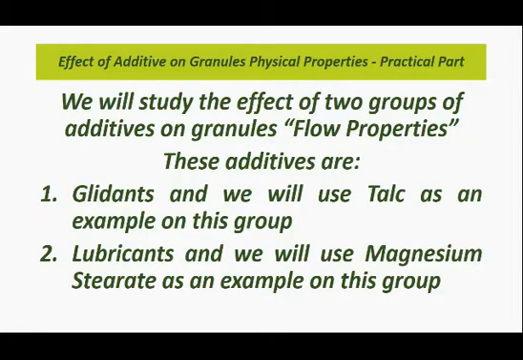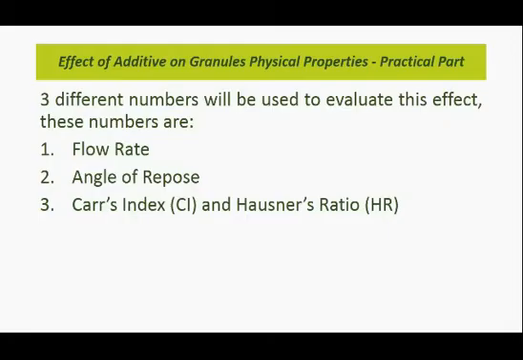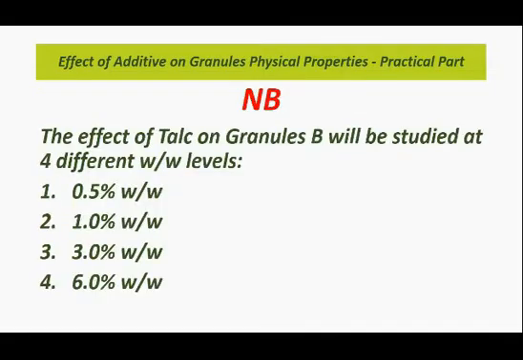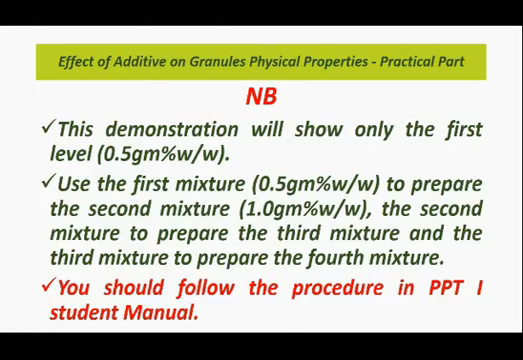Three different numbers will be used to evaluate this effect. These numbers are flow rate, angle of repose, Carr's index, and Hausner's ratio. The effect of talc on granules B will be studied at four different weight per weight levels or ratios: 0.5%, 1%, 3%, and 6%. This demonstration will show only the first level, 0.5 gram percent weight per weight.